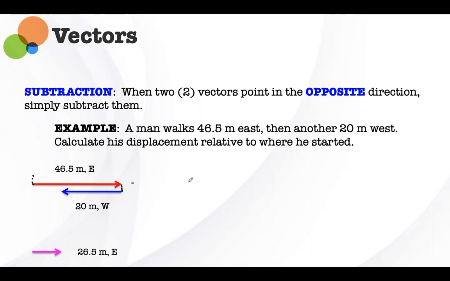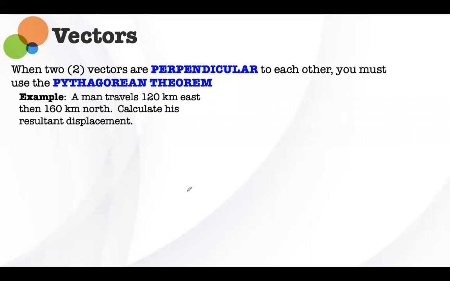Okay. All right. Now we'll go to where it's getting interesting. I really advise you to pay attention. When two vectors are perpendicular to each other, you must use the Pythagorean theorem. Has anyone ever heard this before? Pythagorean or Pythagoras? Yes, sir. Sure. All right, Pythagorean theorem. Do you remember it?